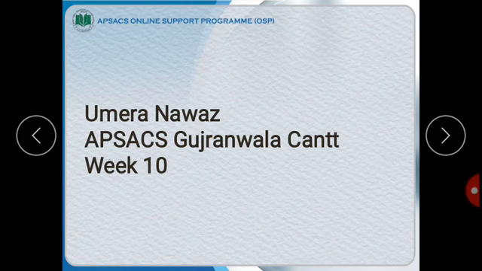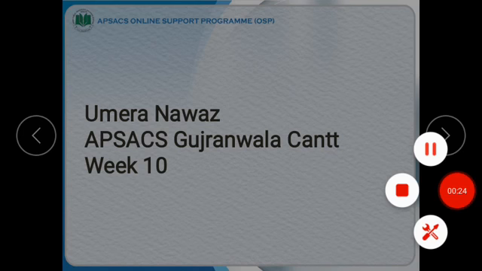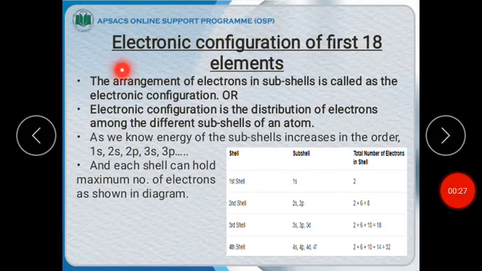We cover the remaining portion of our 10th week assignment of chemistry in this lecture. Electronic configuration of first 18 elements. So what is electronic configuration? The arrangement of electrons in subshells is called the electronic configuration, or electronic configuration is the distribution of electrons among the different subshells of an atom.